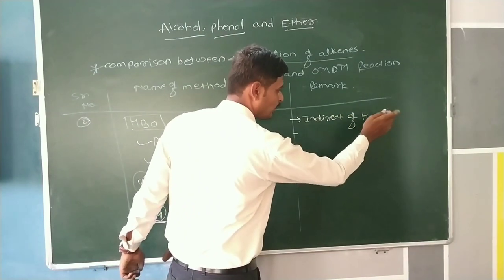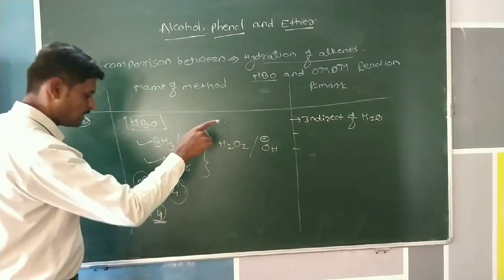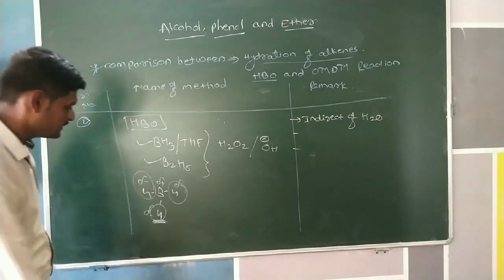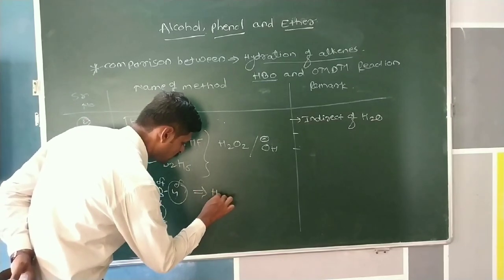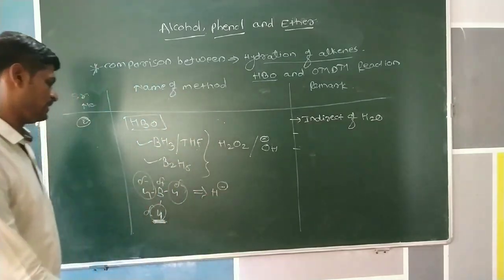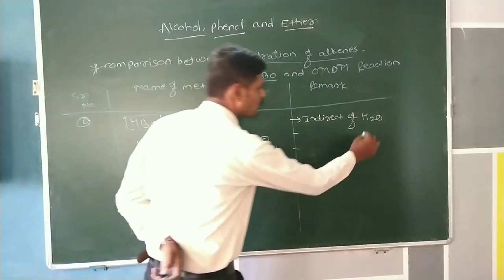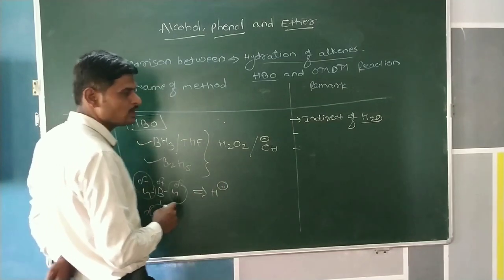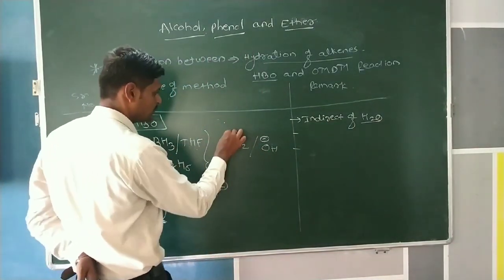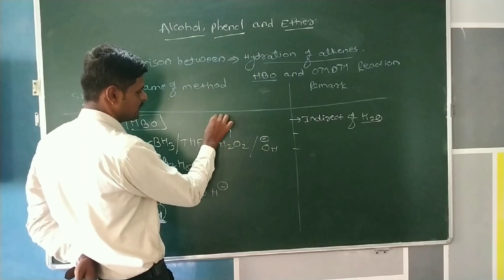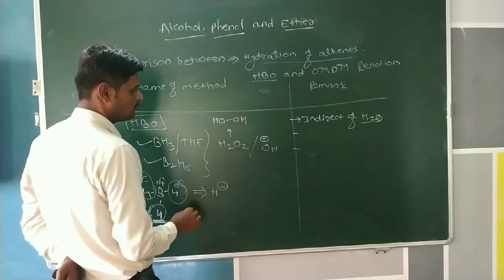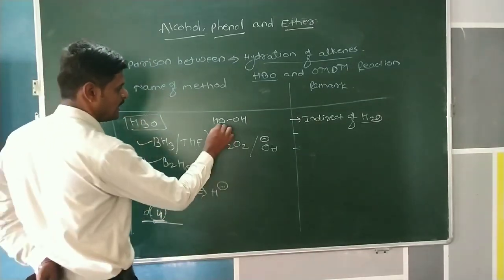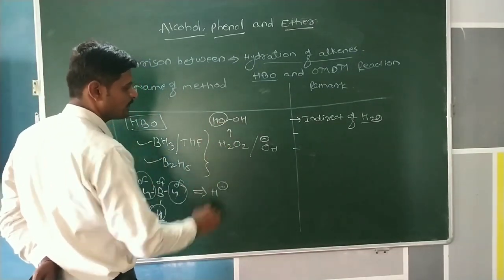Out of these water molecules, two hydrogens are here. Out of these 2 hydrogens, 1 hydrogen comes from the hydride. That means BH3 gives the H minus ion, that means hydride. The remaining hydroxyl group, the OH minus, comes from the peroxide. This peroxide forms the 2 hydroxyl groups. Therefore, one H minus is coming from the BH3 and another OH minus is coming from the peroxide.